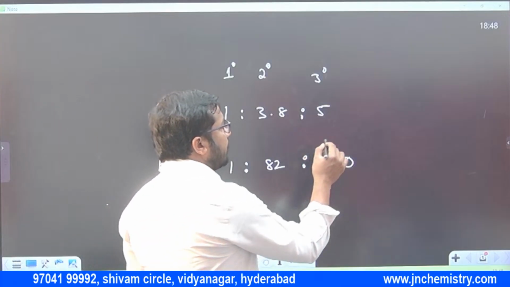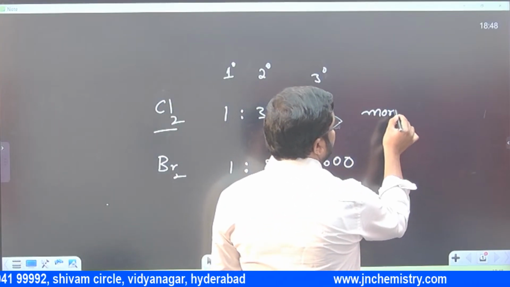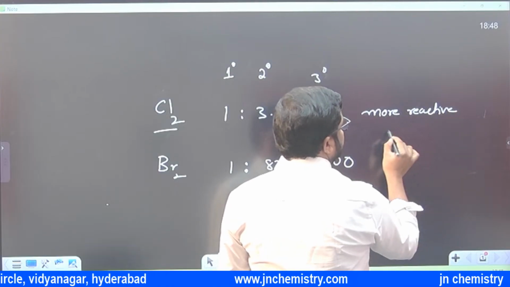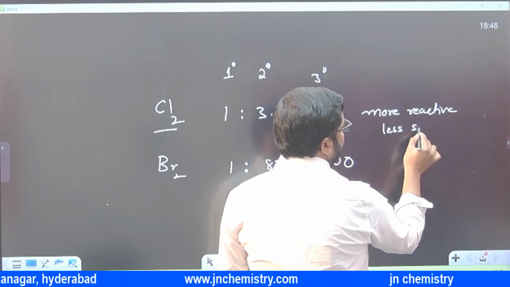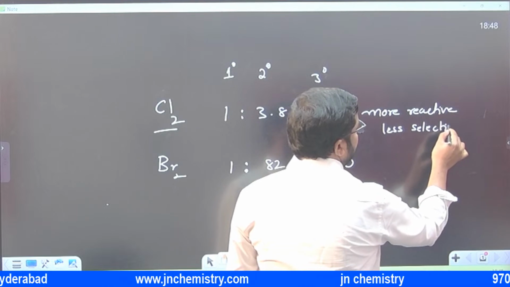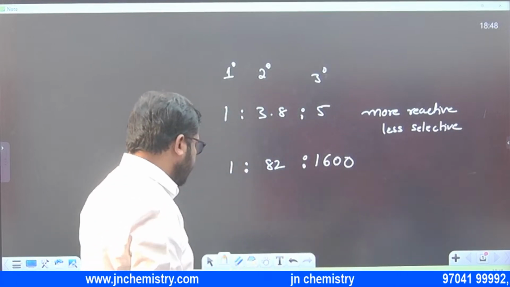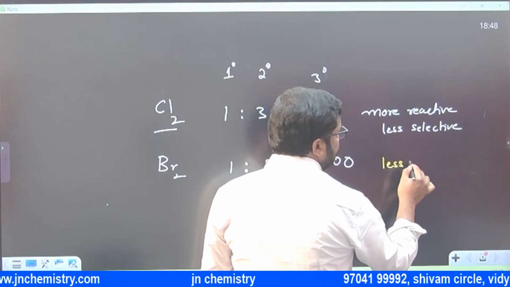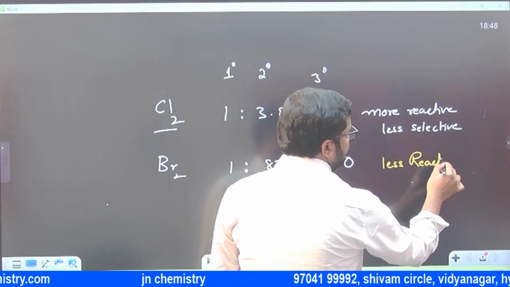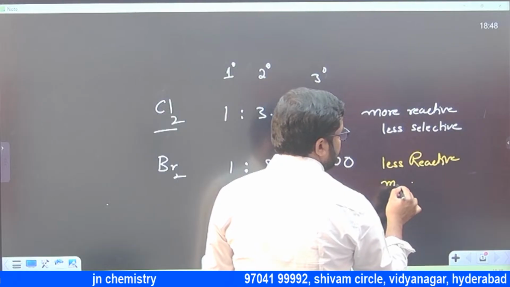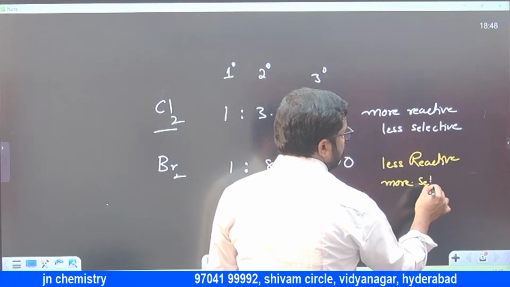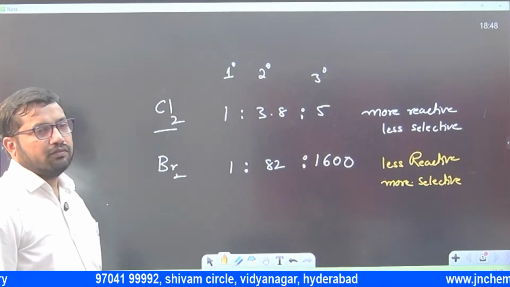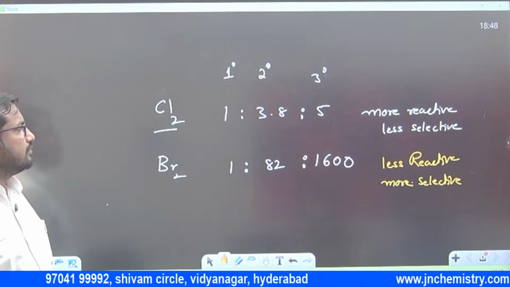Because chlorine is more reactive, less selective, whereas bromine is less reactive, more selective. Write it down.